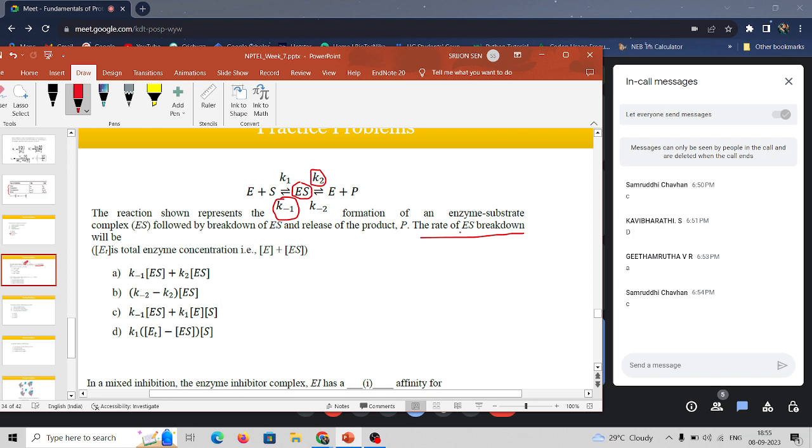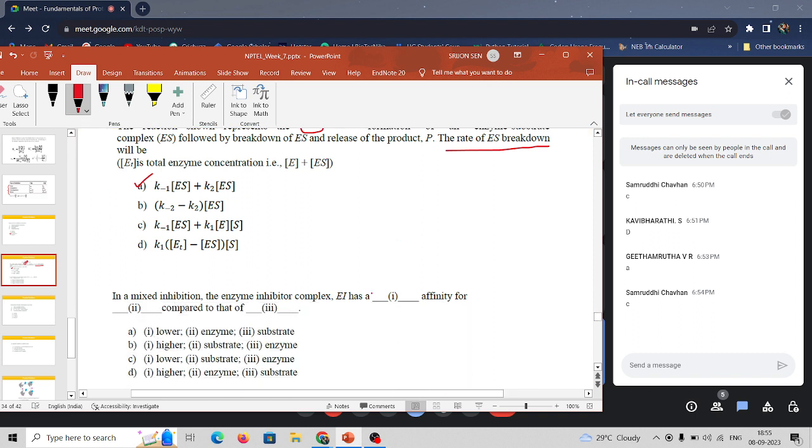And as it is speaking of the ES breakdown, the starting material is your ES. So let us see what we have over here. K minus 1 and K2 is in only one of the following options. So A is the correct option. Very good. A is the right answer because K minus 1 and K2 are the two factors regulating the breakdown of the enzyme substrate complex. Okay, I think that is clear. Then we move on to the next problem.